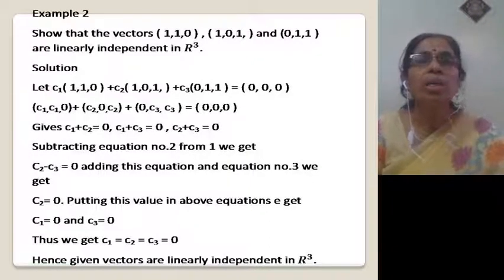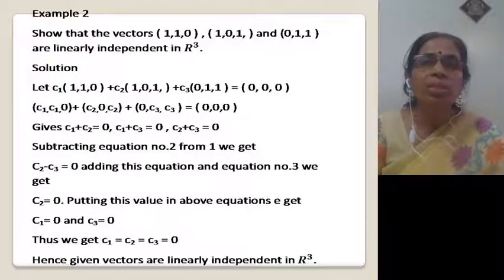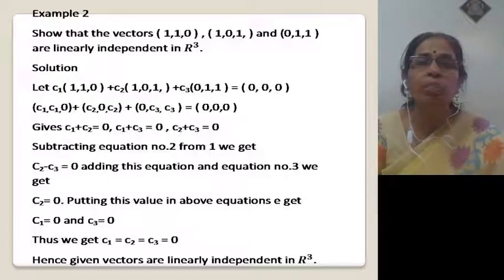Now see this second example. Three vectors are given which belong to R3, and we have to show that the given vectors (1, 1, 0), (1, 0, 1) and (0, 1, 1) are linearly independent in R3. So consider three scalars C1, C2 and C3 and write it as a linear combination of the given vectors, that is C1 into (1, 1, 0) plus C2 into (1, 0, 1) plus C3 into (0, 1, 1) equal to the 0 vector belonging to R3.